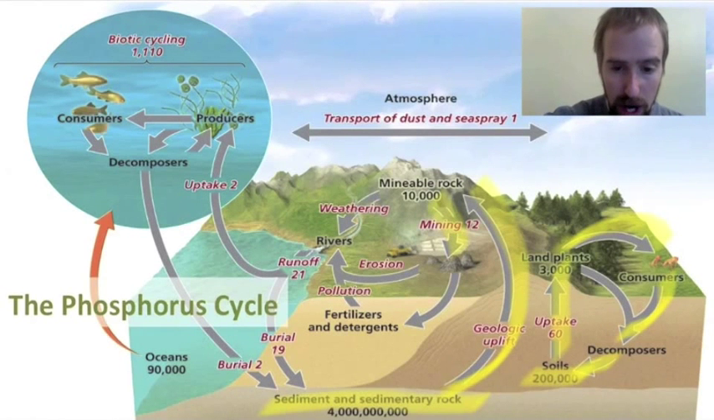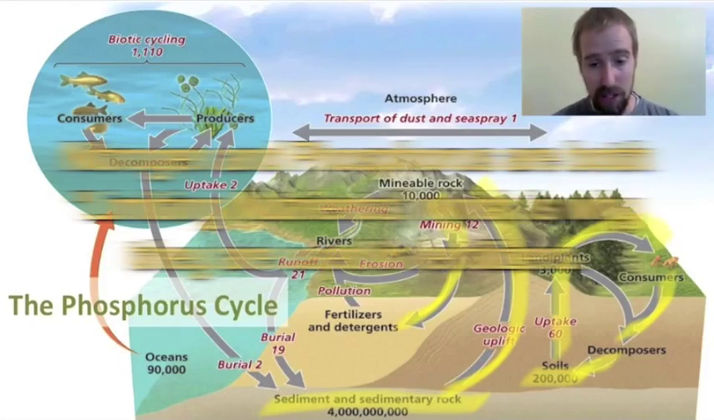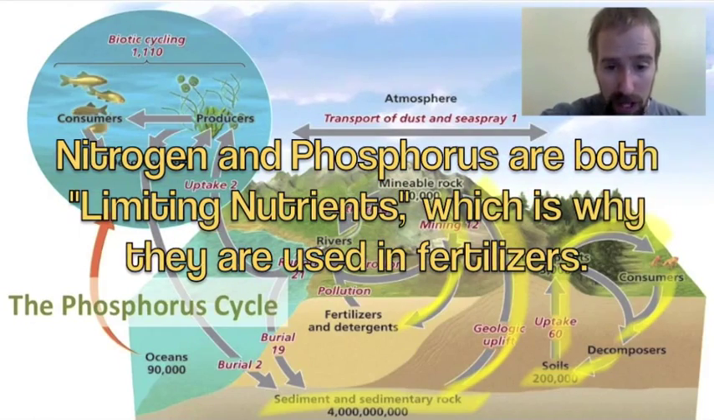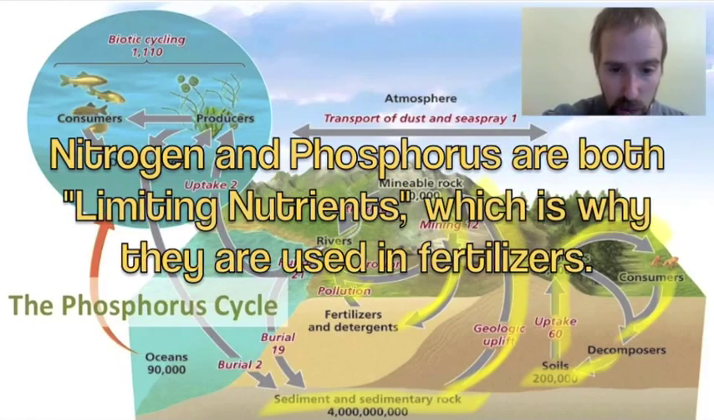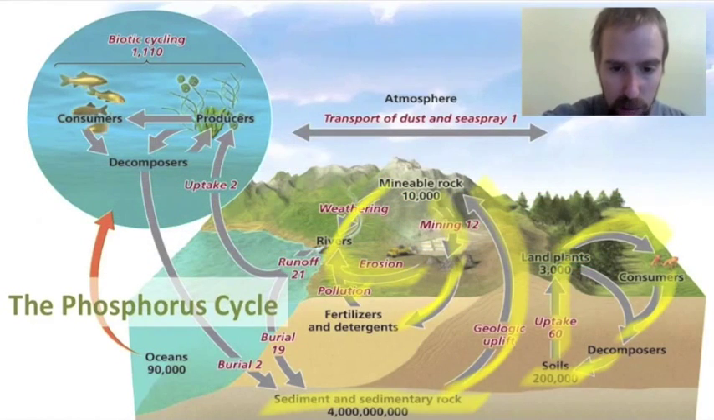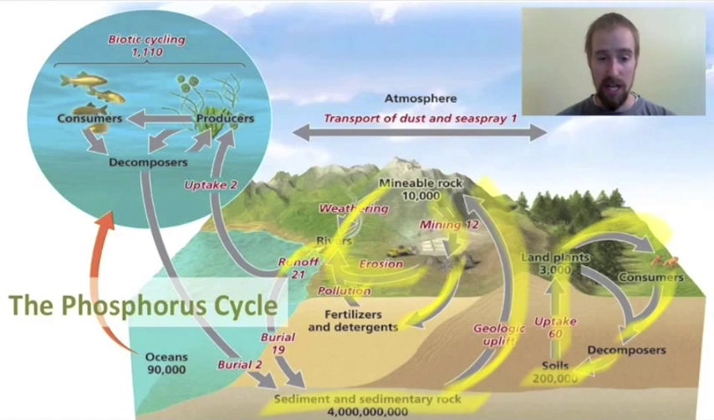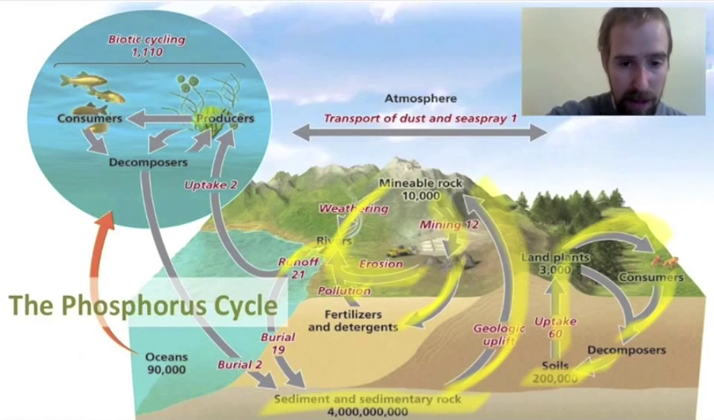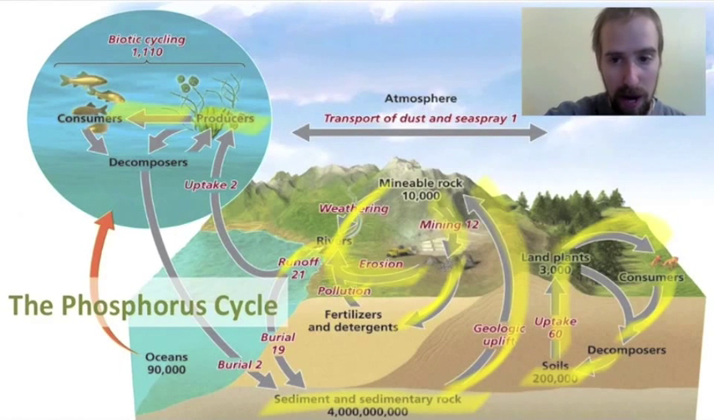Humans can mine this rock and we can turn that phosphorus rock into fertilizers and detergents. Those fertilizers and detergents can run off or erode or otherwise be carried into rivers and waterways and then carried out to sea, where hopefully they can be used by producers, passed on to consumers, and then cycled around in that fashion.